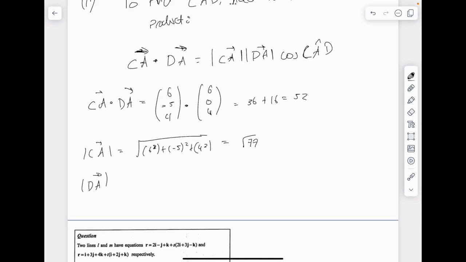Now lastly, for DA, it's going to be 6 squared plus 0 squared plus 4 squared, which equals what? Well, that's going to give you the square root of 52.